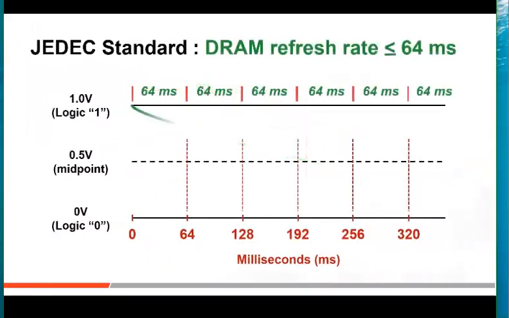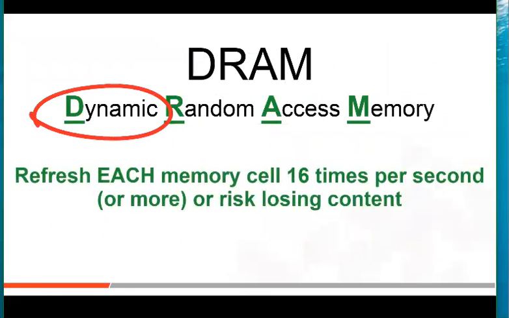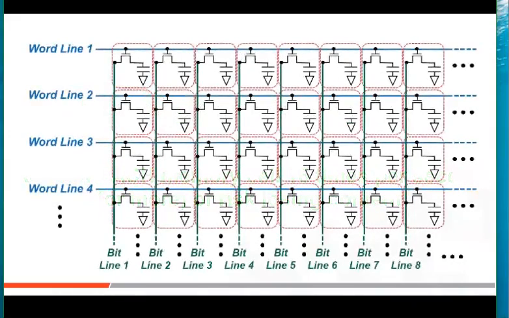The JEDEC committee standard for refreshing every DRAM capacitor on an IC is every 64 milliseconds or less, and that's why this is called dynamic random access memory. Okay, it's dynamically refreshed at least 16 times each second or you risk losing your memory content. So how is the refresh done?